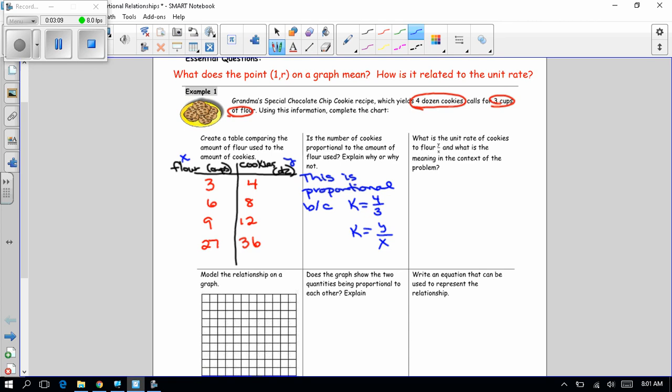So 4 over 3. Now I know some of you are going, hey, can I change that to a mixed number, 1 1/3? Yeah, you could, but I actually like leaving it as 4/3. One, I'm kind of lazy. Two, it actually does give me information that I'm going to need to know. But it does say, hey, let's change that over to a unit rate. So we're going to take that 4/3.